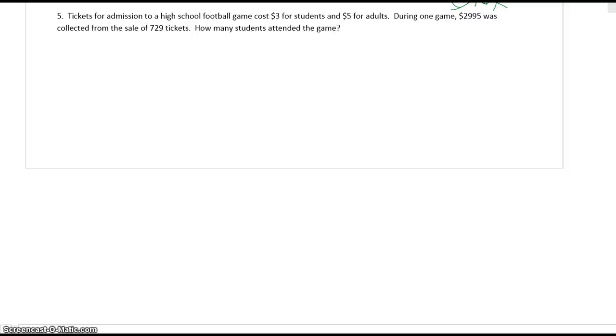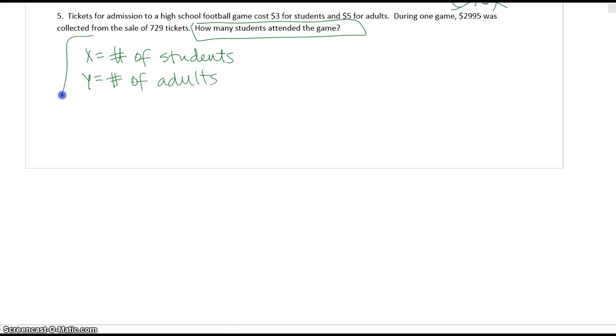Okay, so this is telling us what our unknown is. That's going to be one of the variables. So I'm going to say x is the number of students. We also do not know, they don't specifically ask us for it, but we don't know the number of adults either. So that's going to be my other variable. This is called defining your variables. Okay, so now with those variables, let's write two equations.